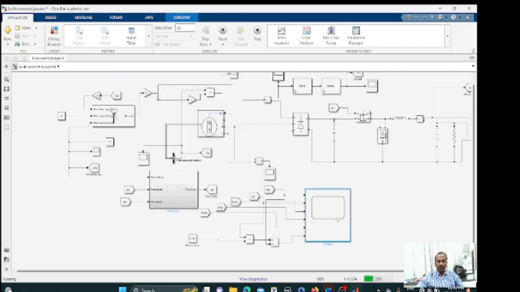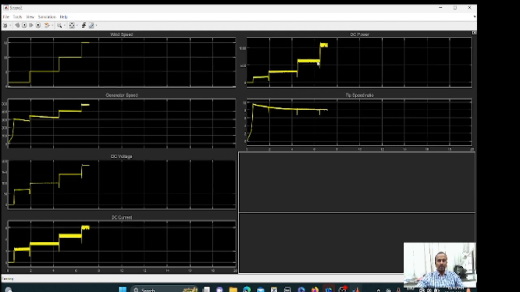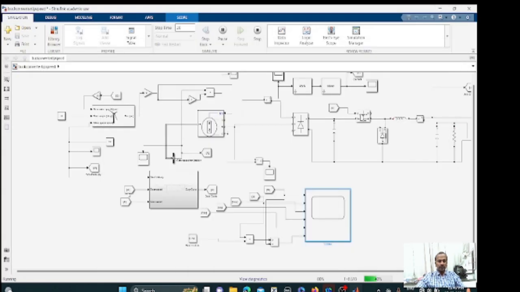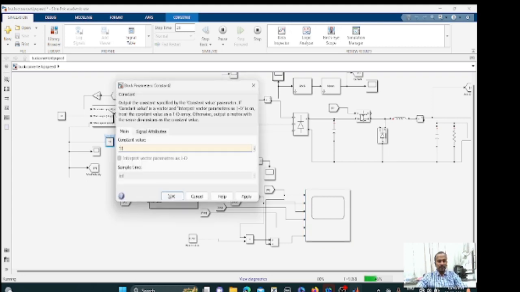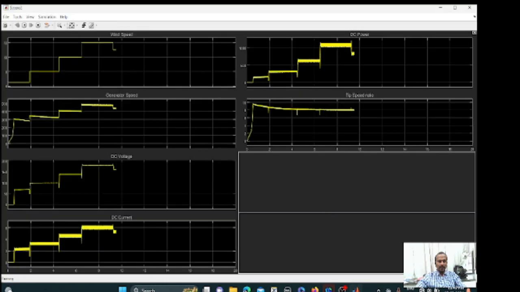Now we will get the output power as maximum power. I think we will get 1060 watts. Then after some time, previously I changed it to 10, right? So now I am making it 11, reducing the wind velocity. Let me check. This is 11 meters per second, therefore the output power will be reduced.